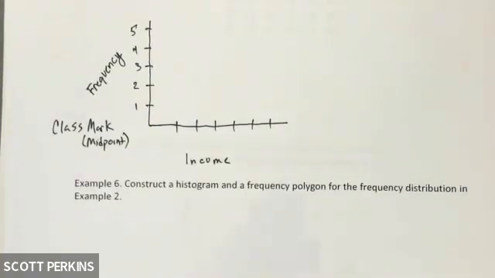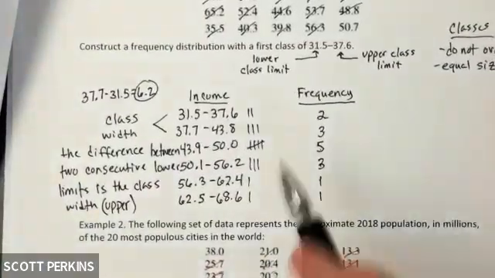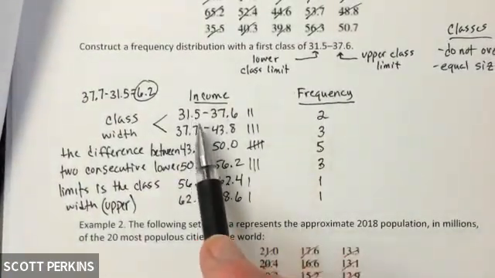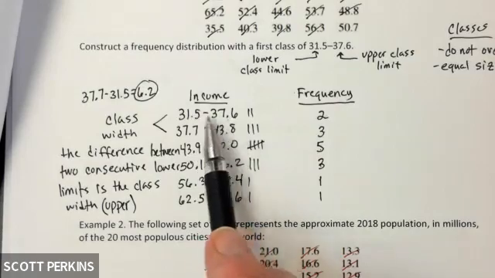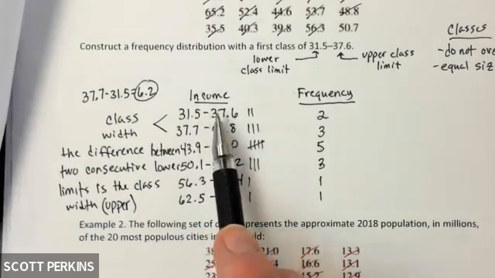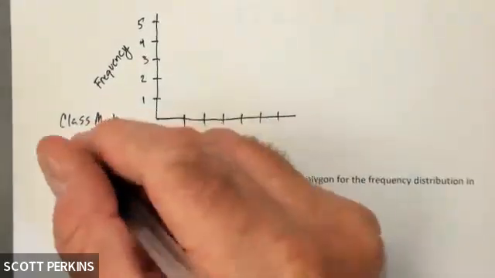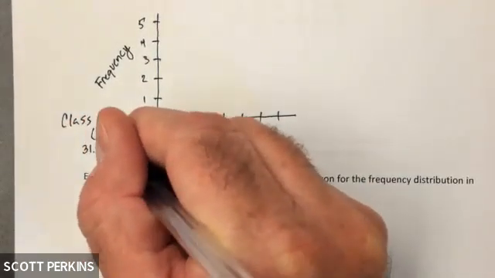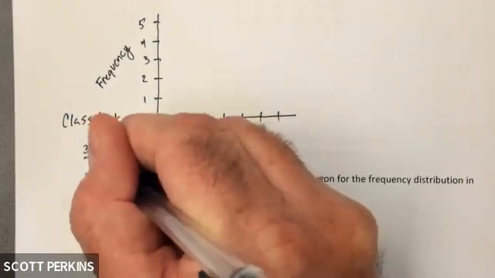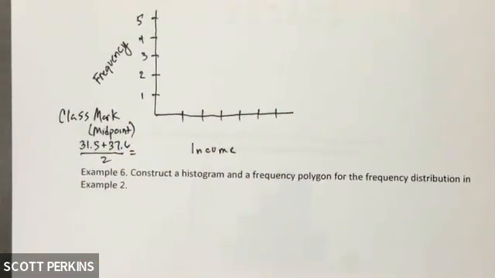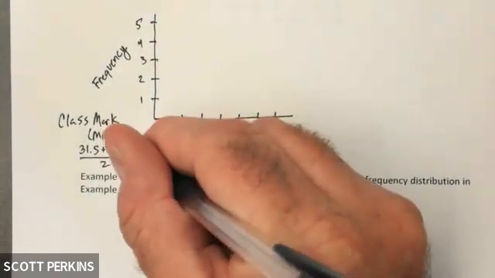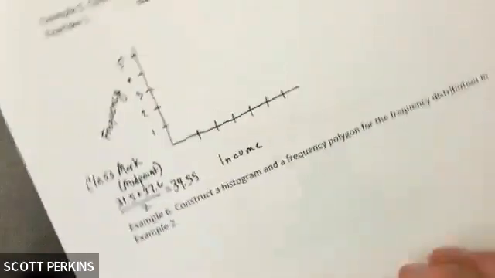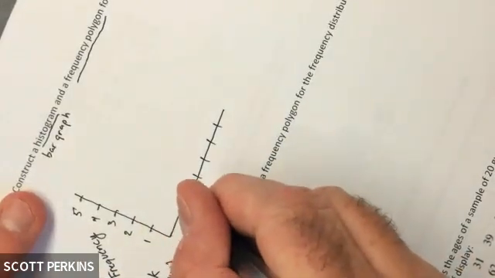What you do to find the class midpoint, I'm going to go back to page 1, is you say, okay, here's my first class, 31.5 to 37.6. I'm going to add those two values up, 31.5 plus 37.6, and then divide by 2. Okay, we're just getting the middle. If anyone's got a calculator, you are welcome to give me the value. That's 34.55. So I'm going to turn my graph sideways, and that first mark is going to be 34.55.